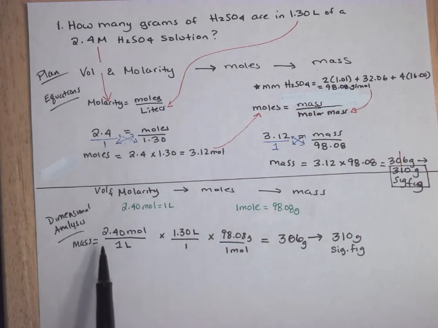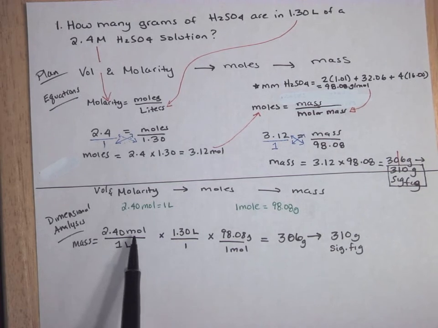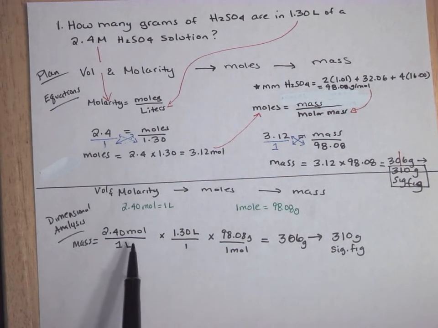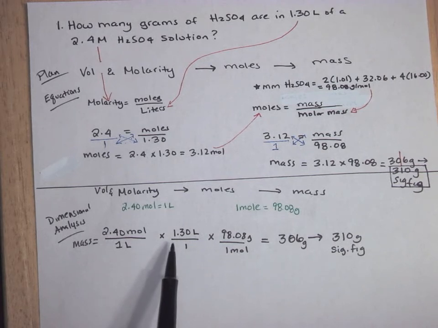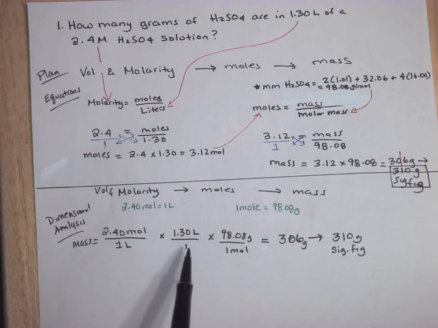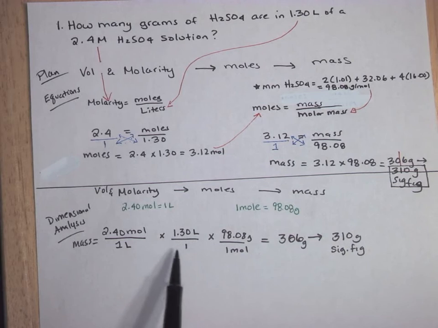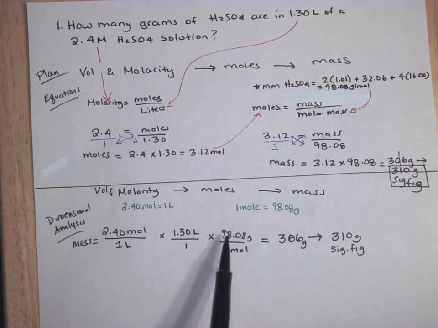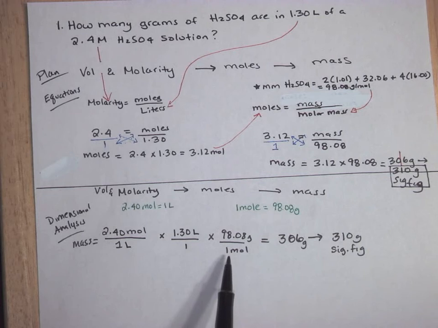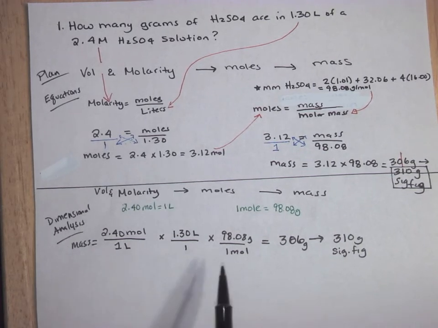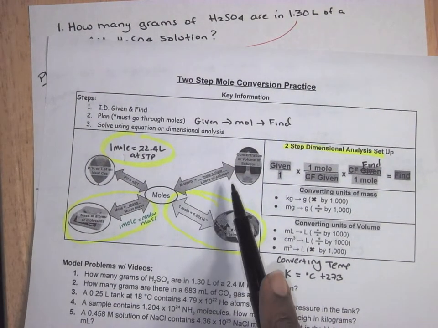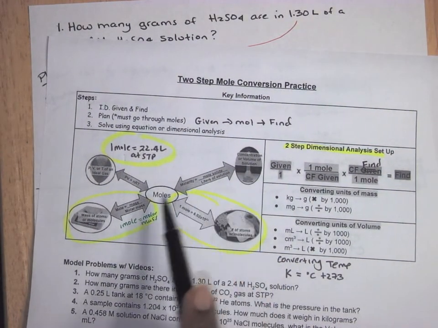So when we do our given over 1 here, we write 2.40 moles over 1 liter. That's our given over 1. And then we would multiply it by the volume, and I put that over 1 just to make the volume into a fraction, and then multiply it by the molar mass over 1 mole, and that will give me the same answer.